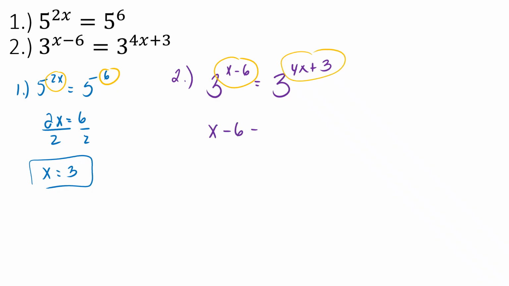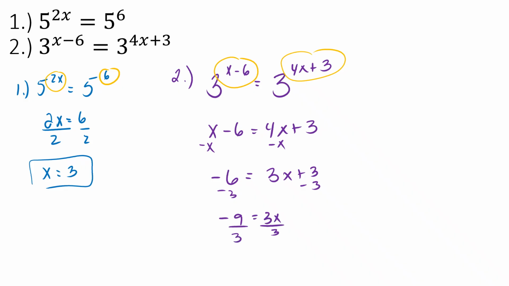So x minus 6 is equal to 4x plus 3. I'm going to go ahead and subtract x from both sides to get negative 6 is equal to 3x plus 3. And then we'll subtract the 3. So negative 9 is equal to 3x. Divide both sides by 3, and we get x is equal to negative 3.